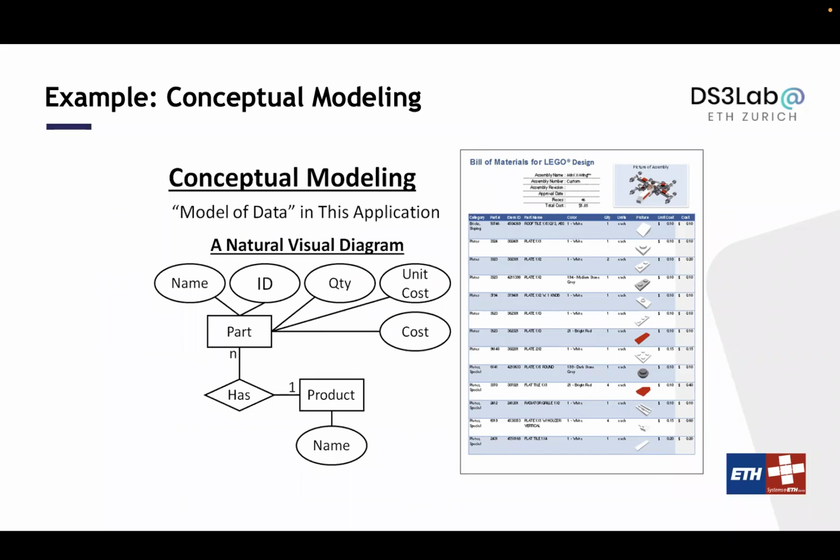After this lecture, you will be able to read this diagram to understand what people want to build in this application. But intuitively, if you look at this diagram, you can already get some sense of what we are talking about. There are two different entities, product and part. In this application, they participate in a relationship called has. If you look at the part rectangle, you'll see it is associated with a name, an ID, a quantity, and so on and so forth. Intuitively, this is just a precise visual representation of what you want to build inside this application.